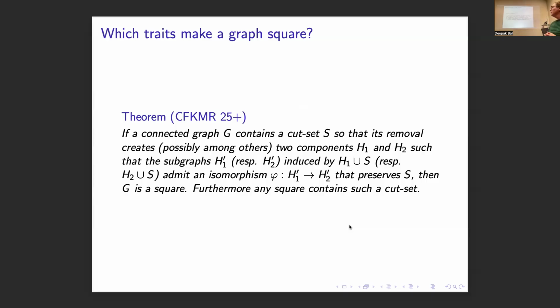If a connected graph G has a cut set, so that when you pull out that cut set, you have at least 2 isomorphic components, maybe you got a bunch of others, but 2 of them have to be isomorphic, then it's a square. And this is an if and only if. If you think about a butterfly, you remove the body. I've now cut the graph and I have 2 wings that match each other. So that's the vibe of this theorem. Now we're talking about cut sets. You might know more about a graph's cut sets than you do about its involutions in general. So this is a real handy thing.